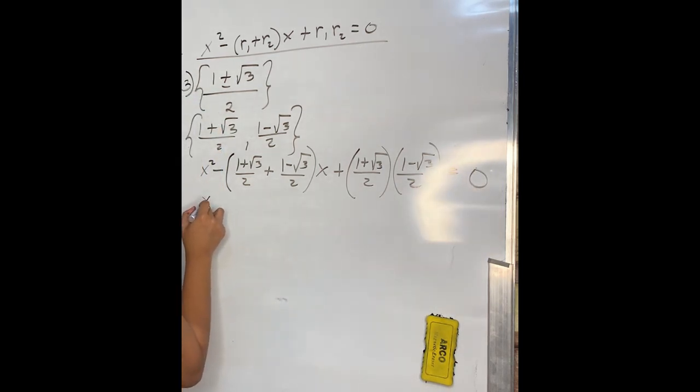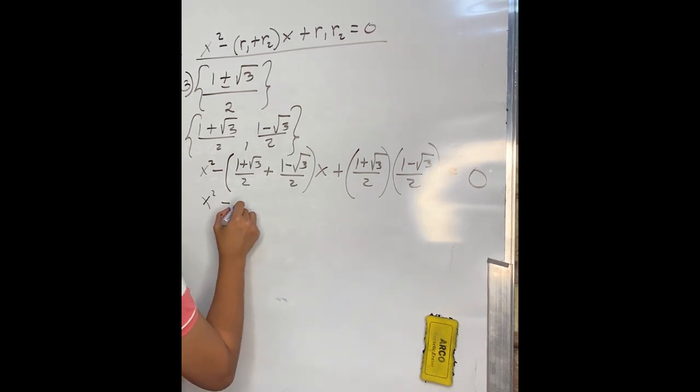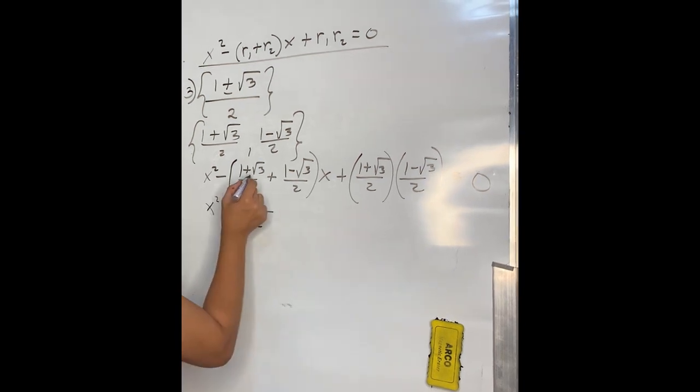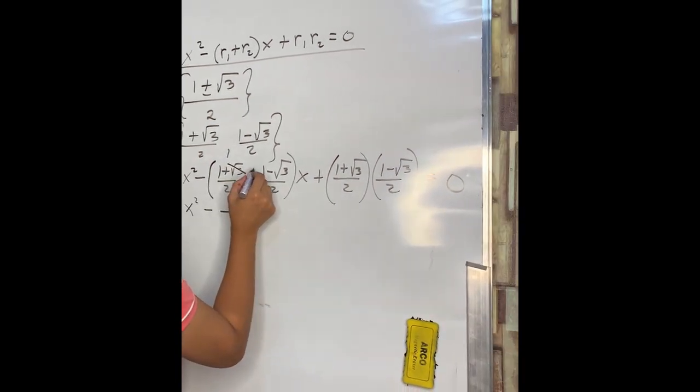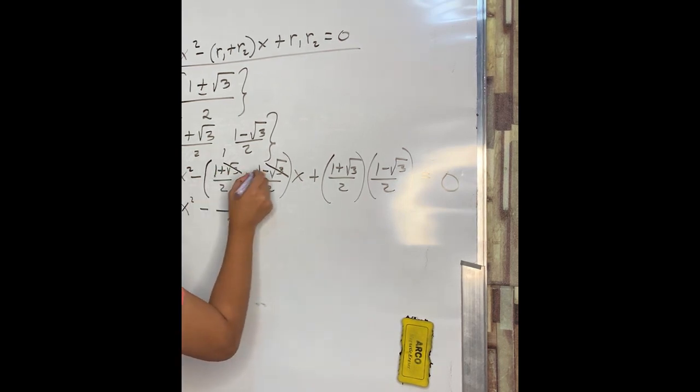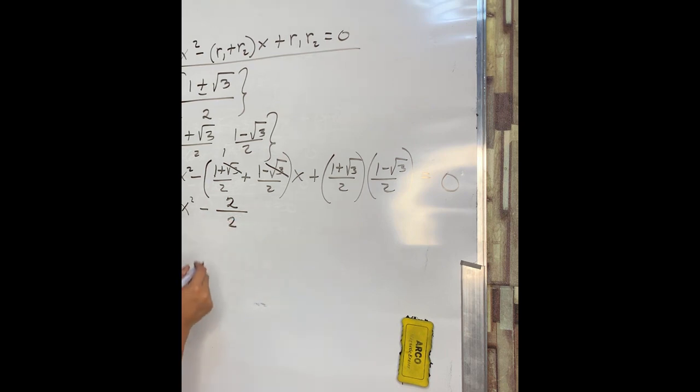Continue, let's have x squared minus, so we will be leading to one fraction and the denominator is 2. We will just add 3 and square root of 3 and negative square root of 3 is 0. 1 plus 1 is 2. So 2 divided by 2. Let us leave first the given equation as a fraction.